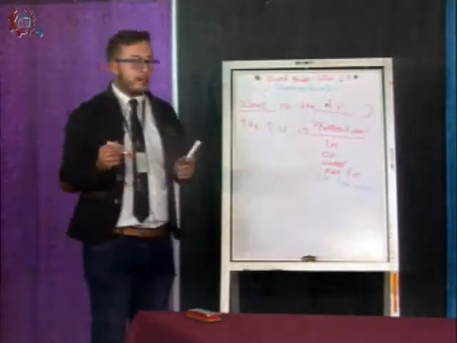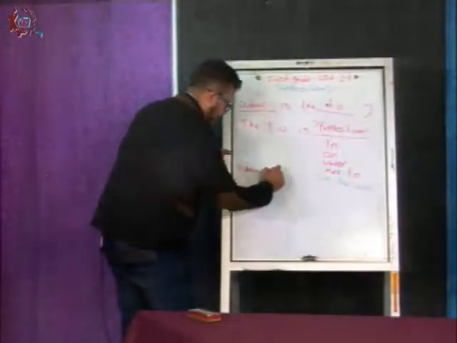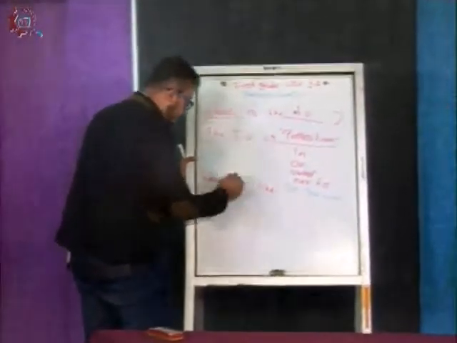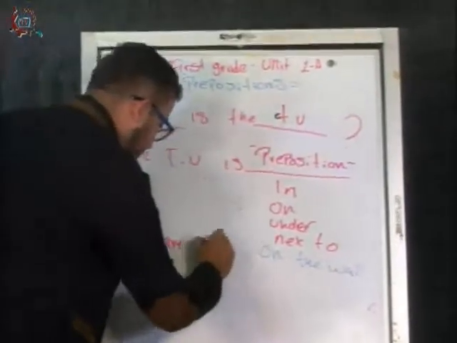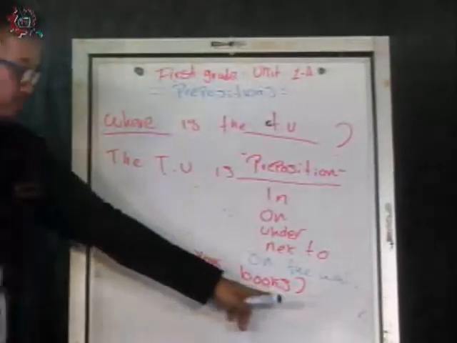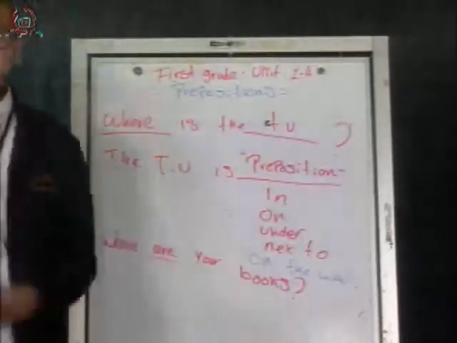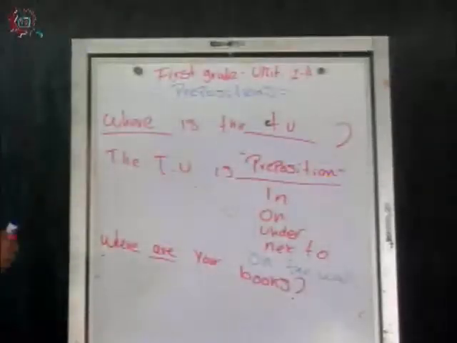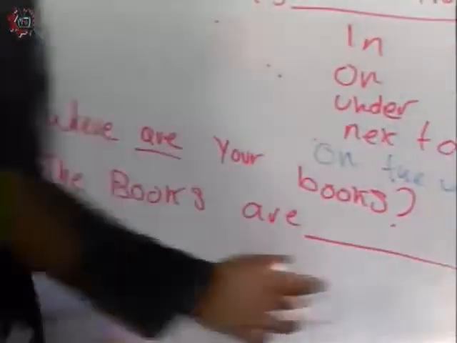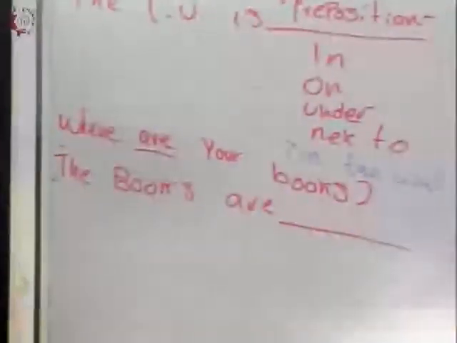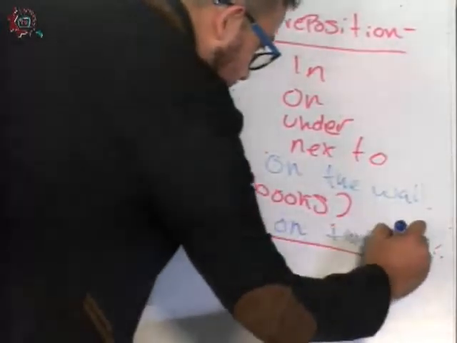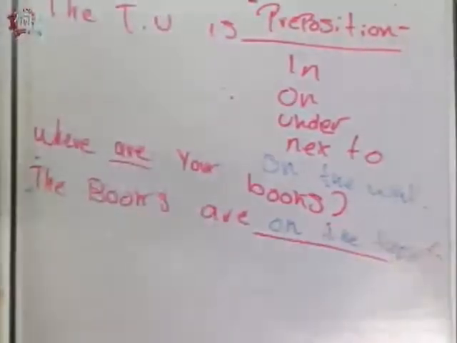All right, other question, where is the, where is, or where are, we're going to use where are your books. So are for plural, and we have books in plural, all right? Where are your books? ¿Dónde están tus libros? And you're going to write the answer. The books are, and the preposition, all right? I imagine that your books are on the table, because you're studying. On the table. Yes?